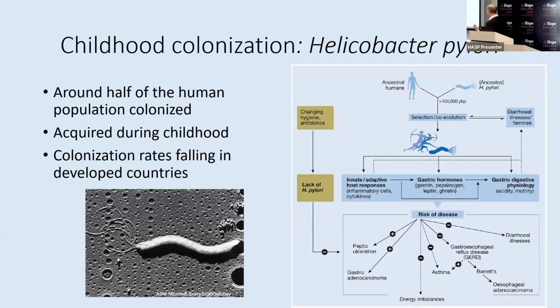And famously, the convincing work was when one of the investigators, who was tired of people telling him he was crazy, drank a flask of Helicobacter pylori and then became very ill. But that's what it took to convince people, because the notion at the time, late 70s, early 80s, that a bacterium was the cause of ulcers was not accepted. Now we know that this is actually a major cause of gastric ulcers.